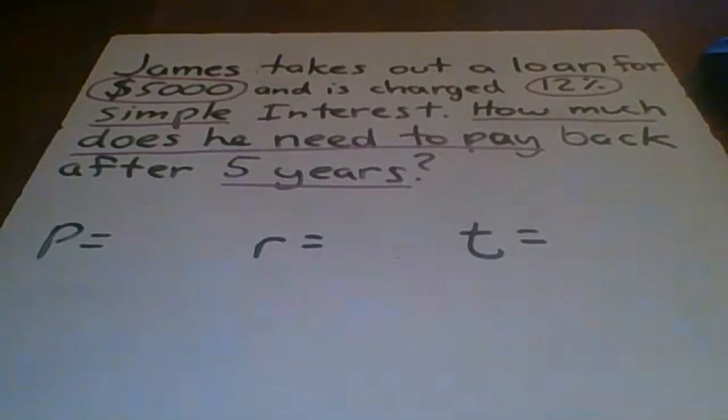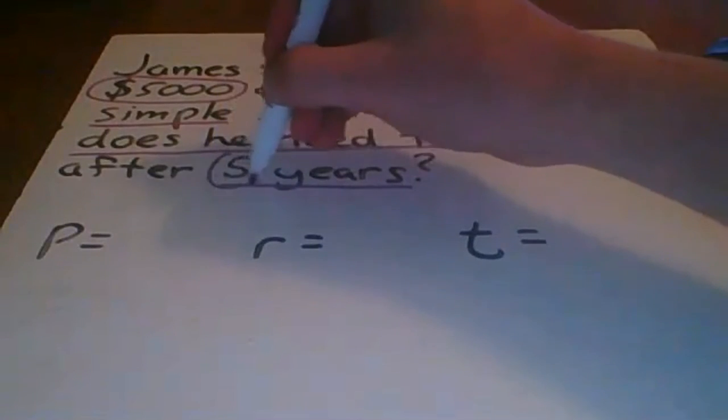Okay, let's review. Reading this problem: James takes out a loan for $5,000 and is charged 12% simple interest. How much does he need to pay back after 5 years? All right. As you can see, I've already circled and underlined all the important information.